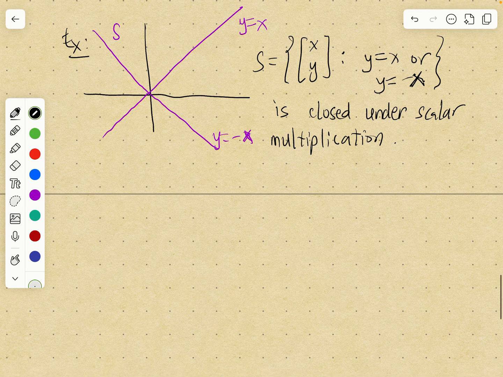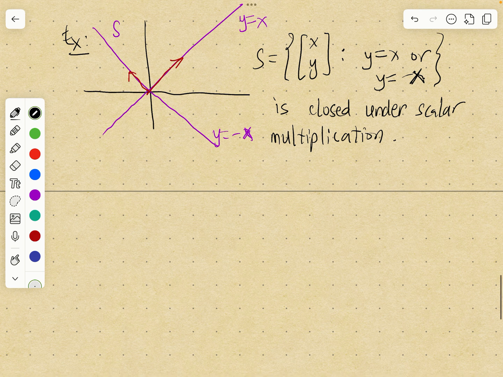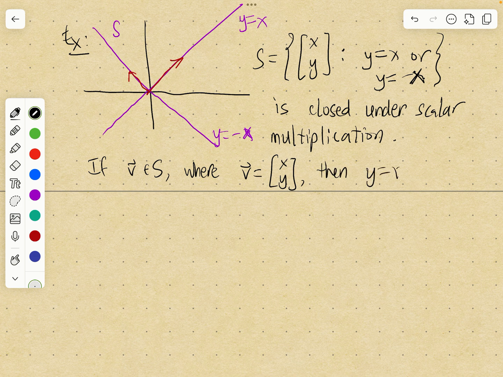The reason is because if you take a vector in this set S, any scalar multiple of that will also be on that same line. So if I took this vector here, any scalar multiple will still be on this line, which is in S. And if I take a vector on this other line and take any scalar multiple of that, I will also stay on the line. Okay, so how would we write that explanation out? Well, if v is in S, where v is xy, then y is x or y is negative x, because v is an element of S.